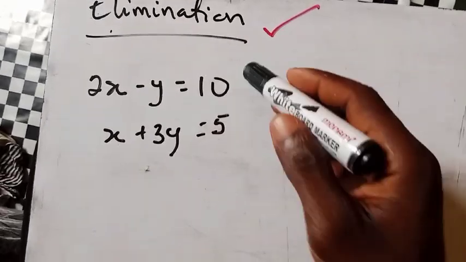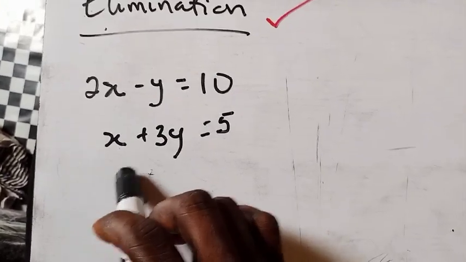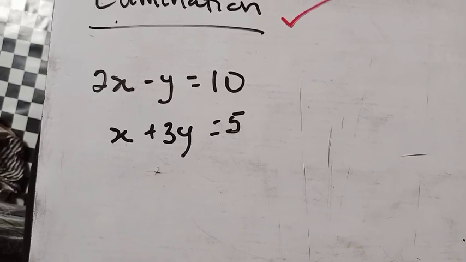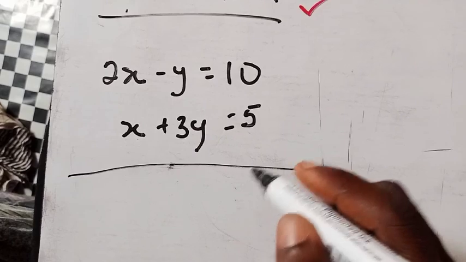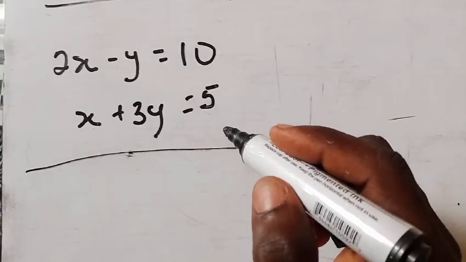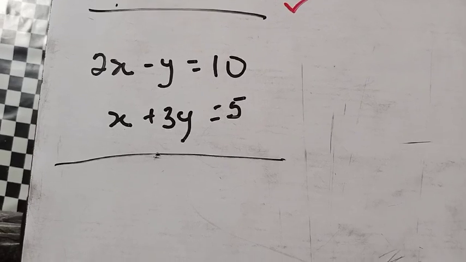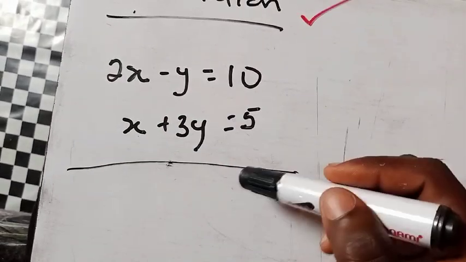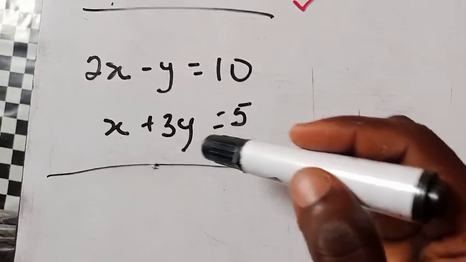So these are our two equations: 2x minus y equal to 10, and then x plus 3y equal to 5. Now here you can see straightforwardly that whether we add or subtract these equations, none of the variables is going to vanish, right? Is that okay? Maybe someone can do some magic in the comment section, but if you add these two equations or subtract them, will one variable vanish? I don't think so, right? So how do we tackle this question here?